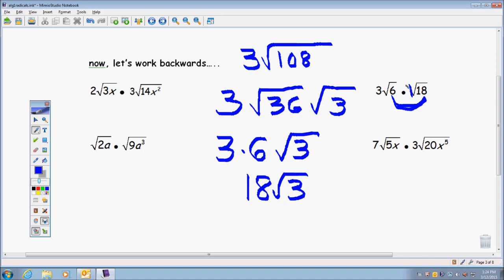Okay, and by the way, this does not have variables, so you could actually check this on the calculator. You could actually multiply this out, get decimals, and see if it works the same way. It should.